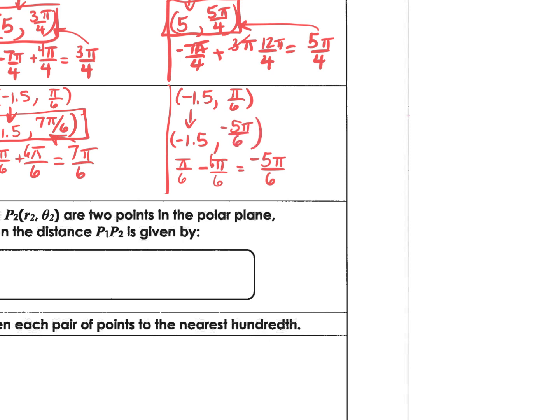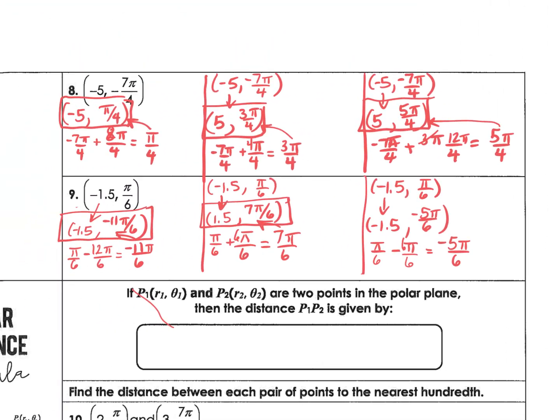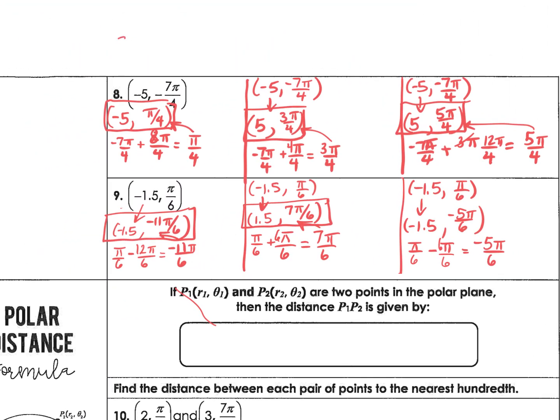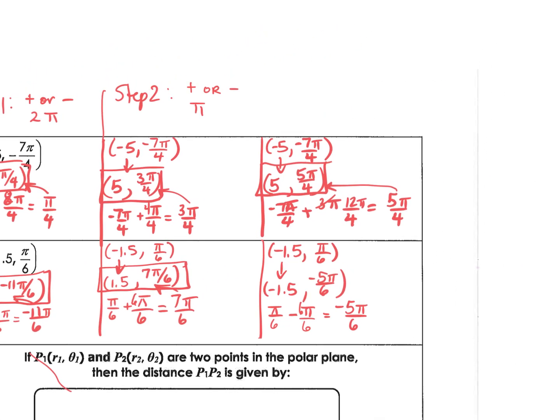So guys, this is going to take a little bit of thought to it. But to reiterate, step 1, we're going to either add or subtract 2 pi from it. Step 2, we're going to either add or subtract pi from it. Right?